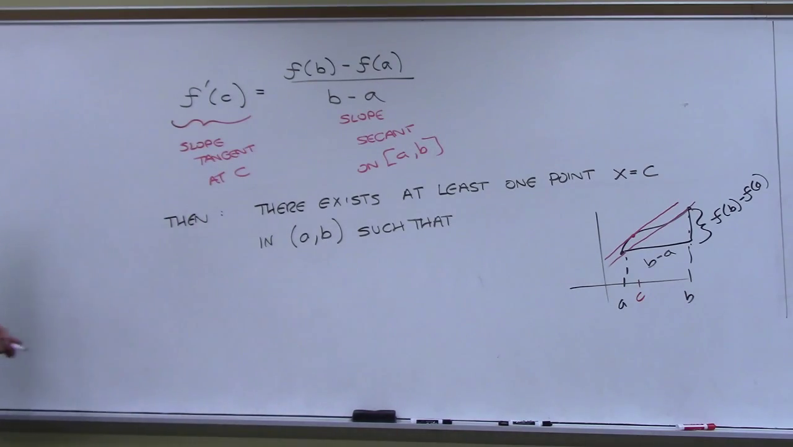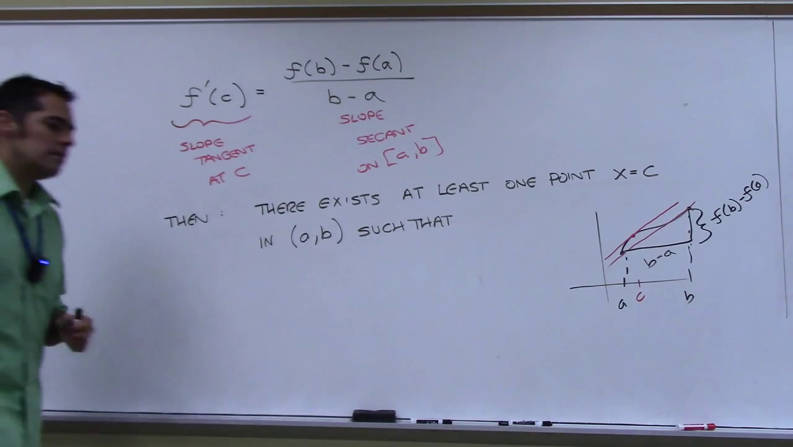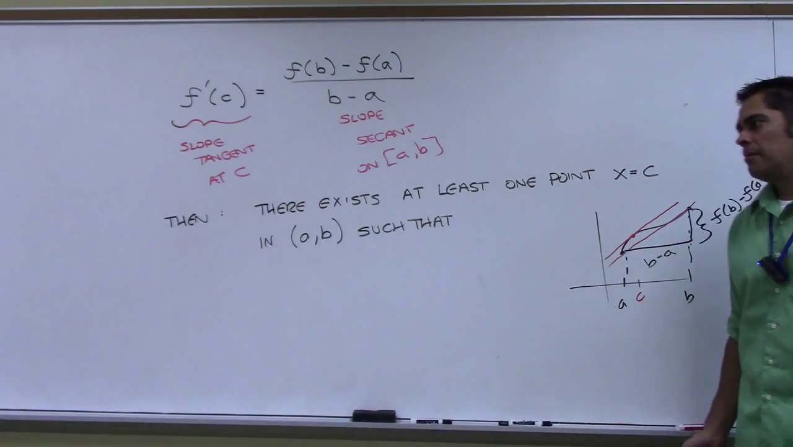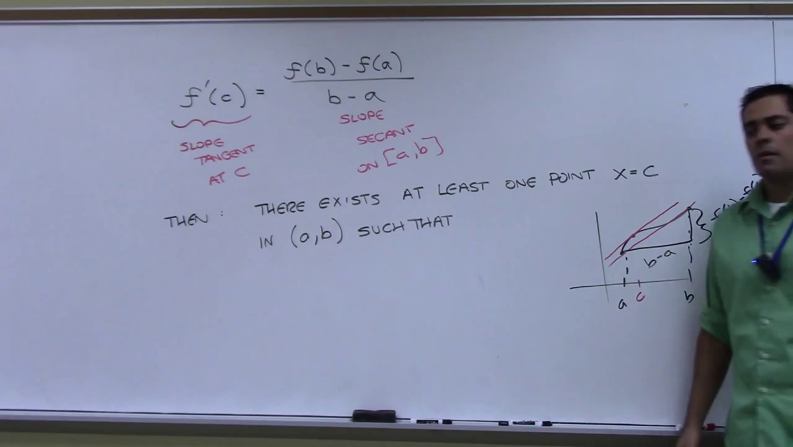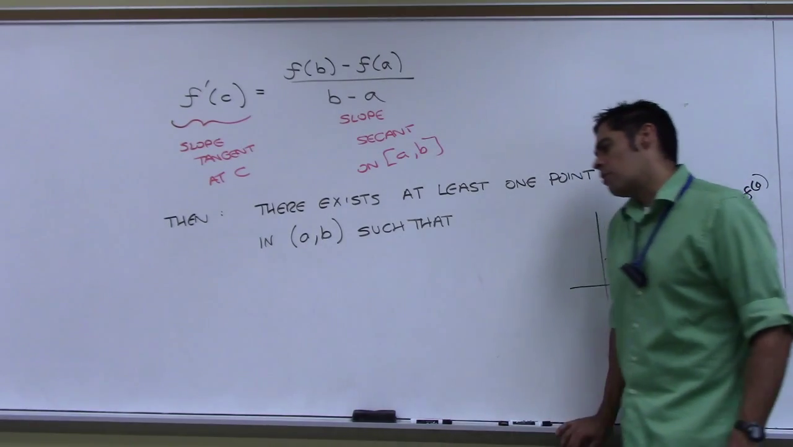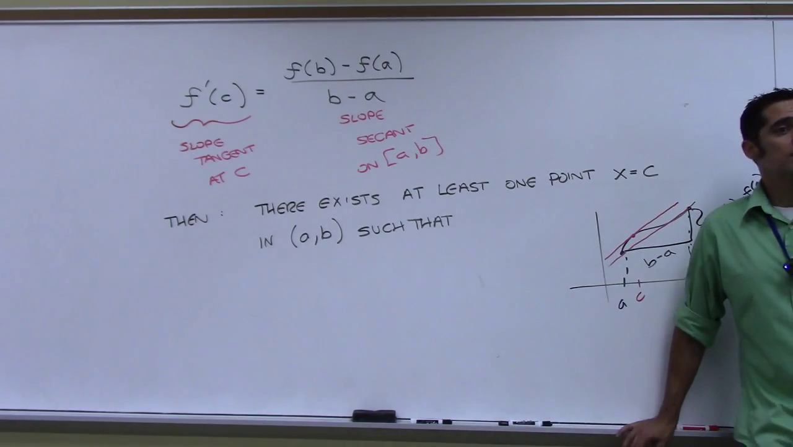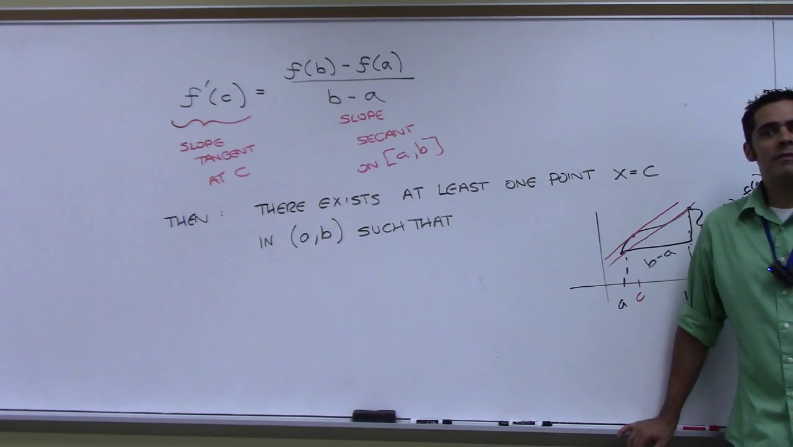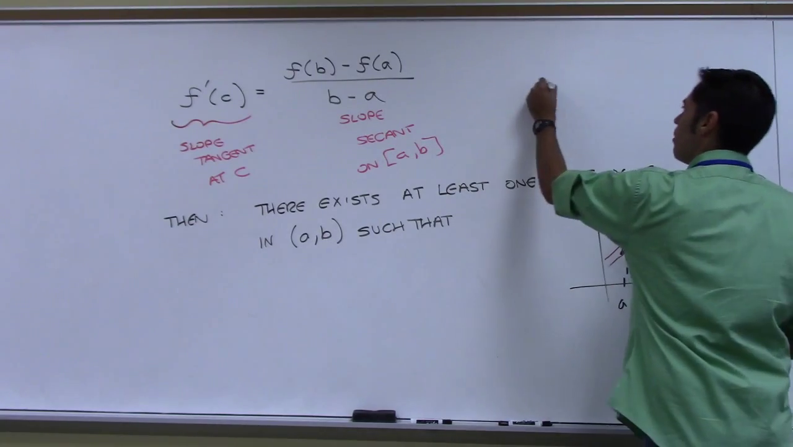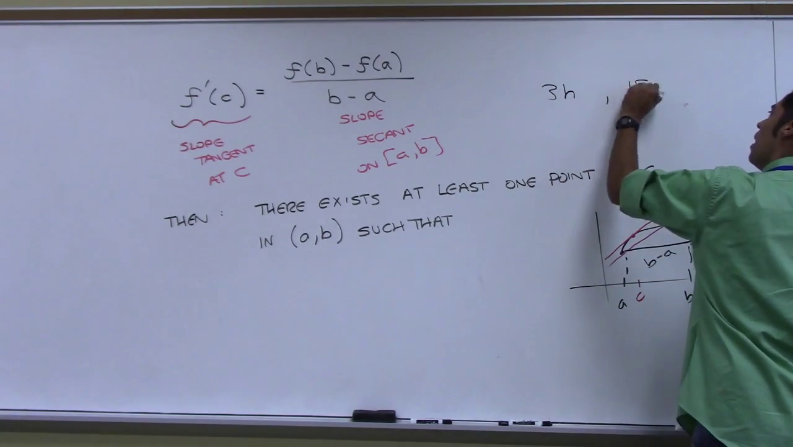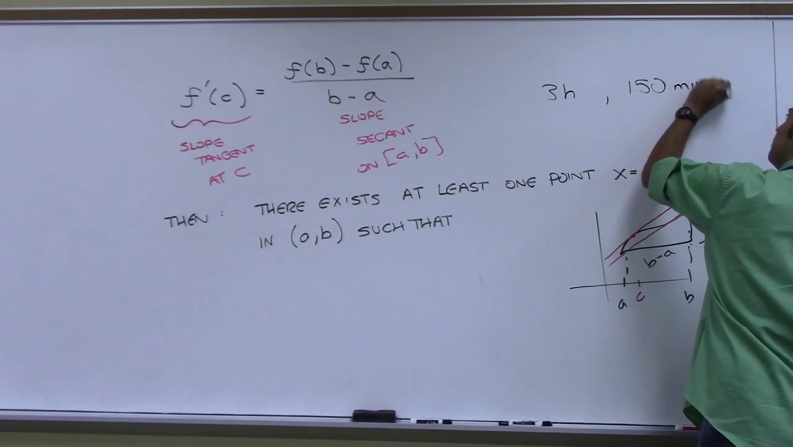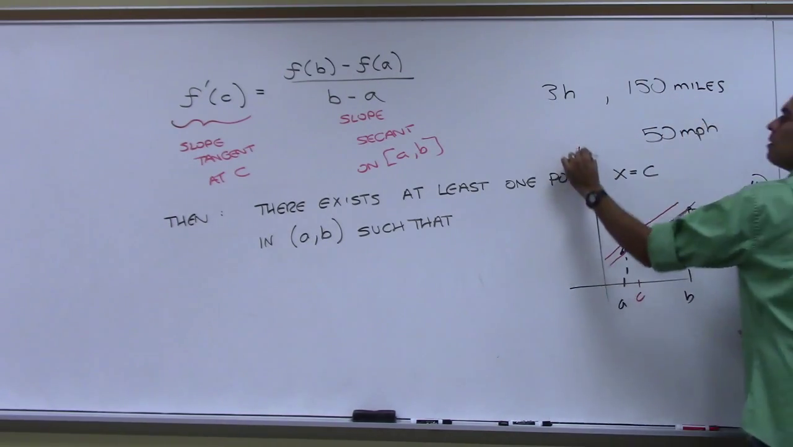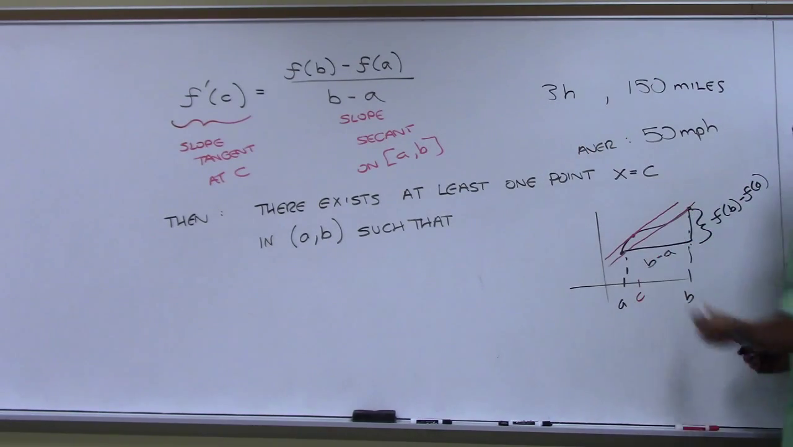There's another way to visualize or to think about the mean value theorem. When you drive your car from here to wherever, let's say you drive for 3 hours, you go 150 miles. What was your average speed? If you drive for 3 hours, you go 150 miles. What was your average speed? 50 miles per hour, right? Was your average? That was your average speed?